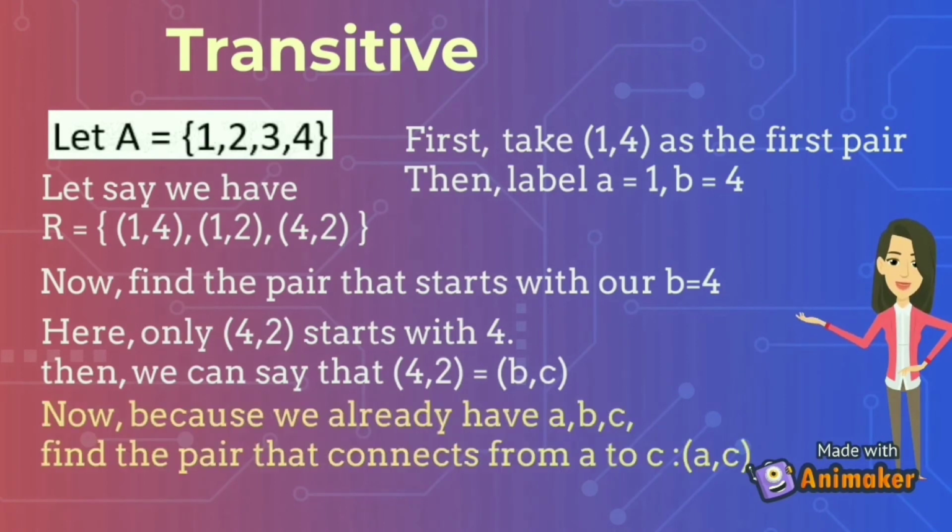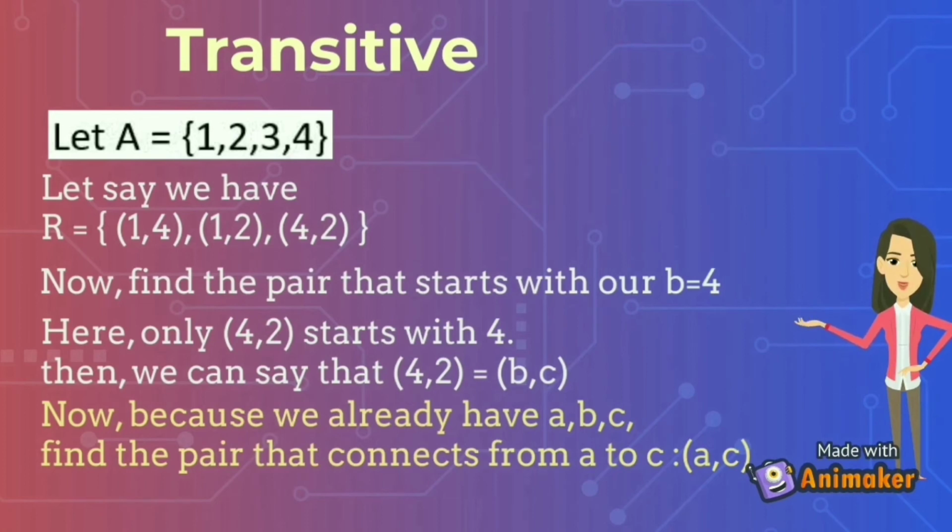Now we already have our A, B, and C. Now we need to find a pair which connects from A to C, which based on the ABC is 1 2. If there is no pair connecting A to C, then the relation is not transitive. But here we can see that 1 2 is inside of our relation, so it is considered as transitive.